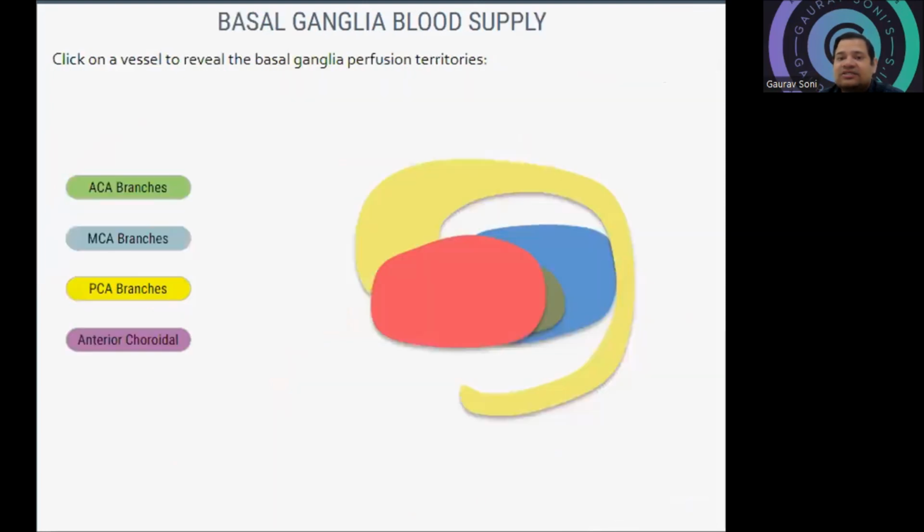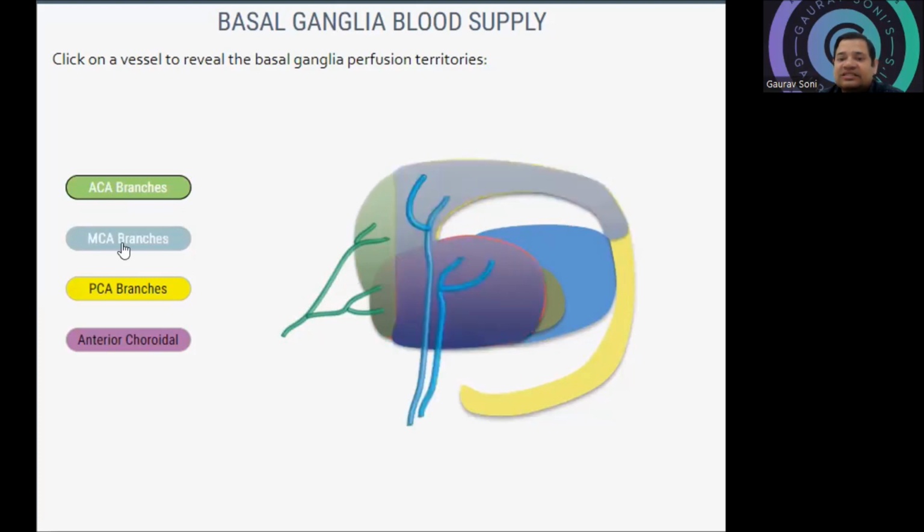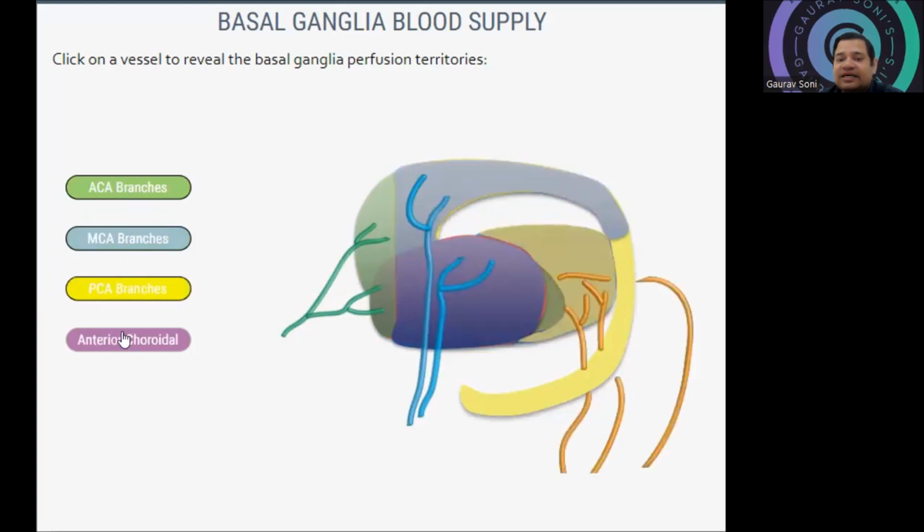Now, talking about the blood supply. You can see ACA is basically supplying the anterior part of both nuclei. Then MCA supplies most of the part. PCA will be for the posterior part, and the anterior choroidal will also supply the posterior part only. So forming some watershed area here also.